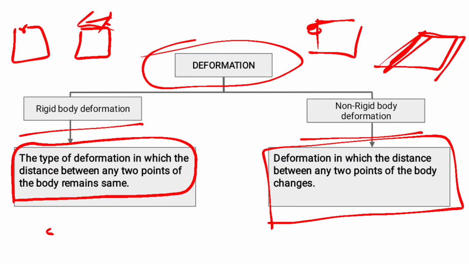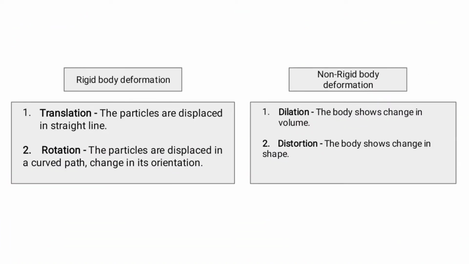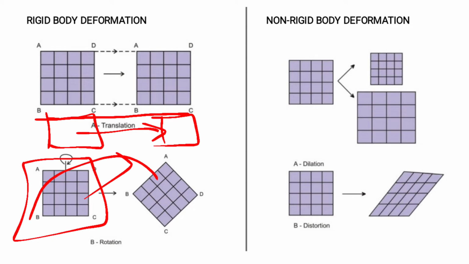So this is rigid body deformation, but here the distance is changed. Now, rigid body has translation, shown in the second diagram. What is translation? The body just moves here, nothing changes. Rotation: the body is displaced by just rotating. All the small squares remain small squares. So this is rigid body deformation.